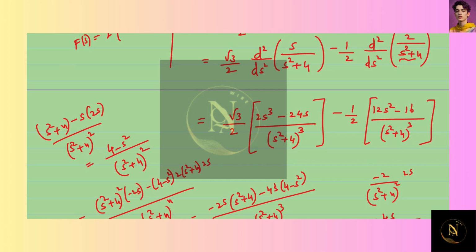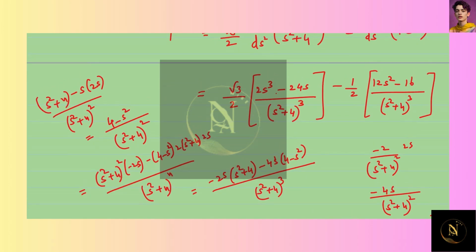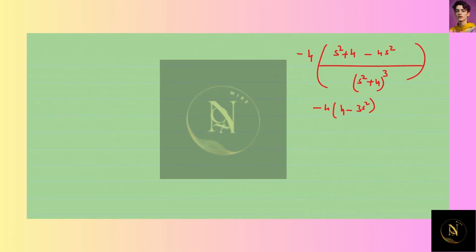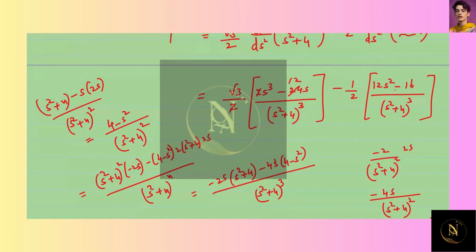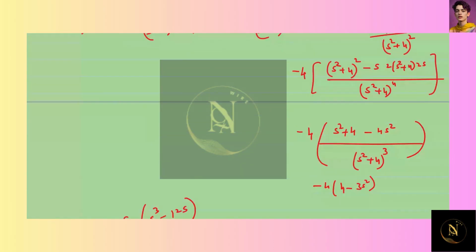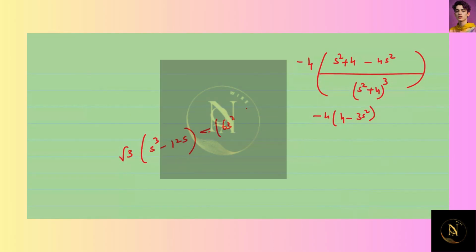So now let's write the final answer. Because here 2 gets cancelled in 12 times, so root 3 times (s cube minus 12s). And how about the other one? Here 6s square minus 8, minus of (6s square minus 8), divided by (s square plus 4) whole cube. So this is the final answer for the first question.